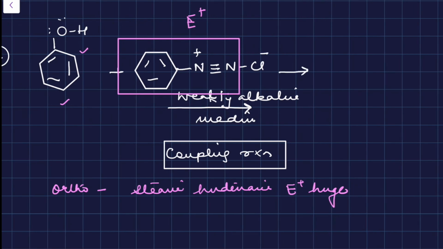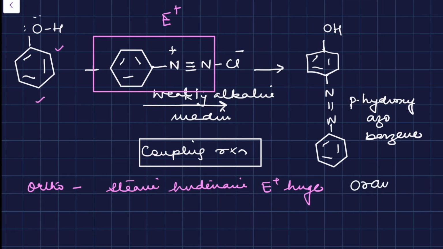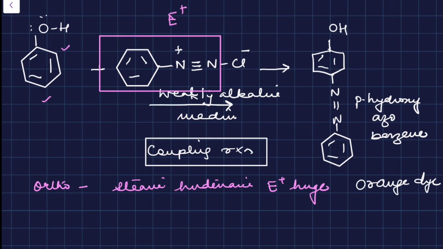And what para product do we get? It's a very interesting product. We get para hydroxy azobenzene. This is an orange dye. So this can be taken as a test for phenol, a test for diazonium.